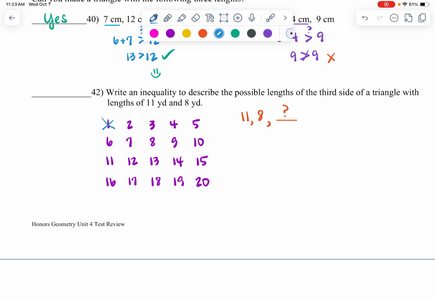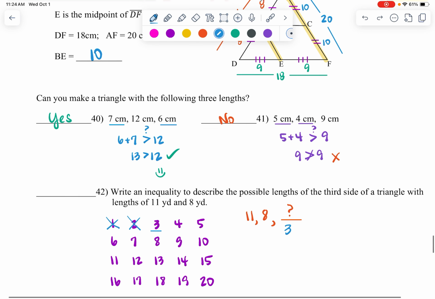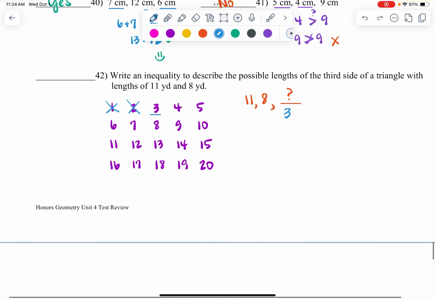Can it be 2? Well, no, because 8 plus 2 is 10, and 10 is not greater than 11. Can it be 3? No, but there is something special about the 3, so I'm going to underline it. I'm not going to circle it because it's a no-go. Can it be 3? No, because that would give me equals 11. We just talked about that on the previous problem, number 41. Okay, let's go to 4.